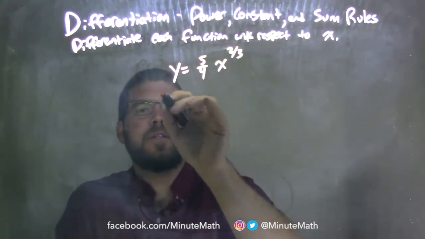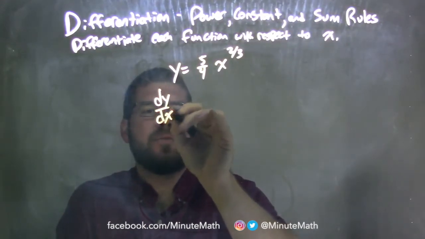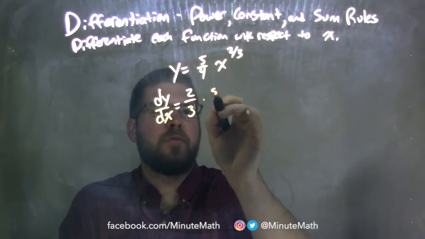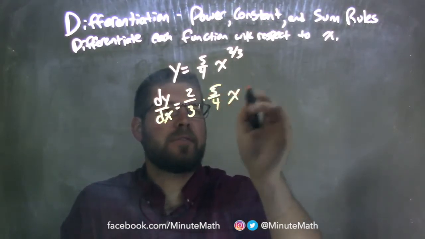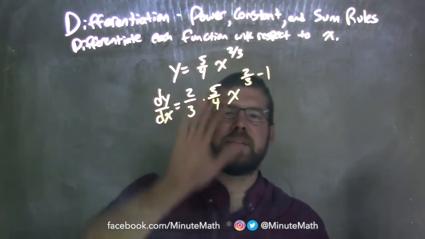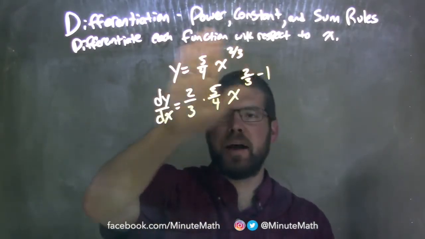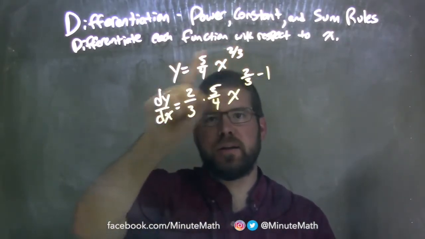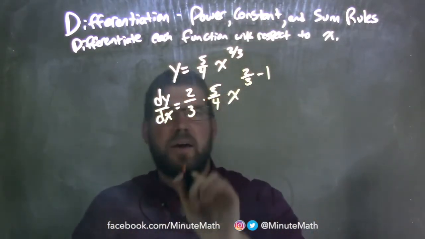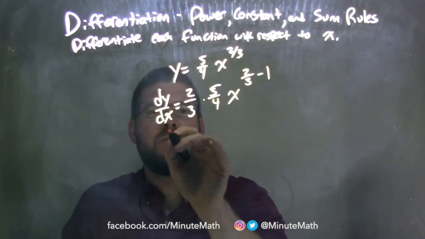So dy dx, doing the power rule, taking the derivative, power comes down, 2/3 times 5/4 x to the power 2/3 minus 1. Same thing. We take the exponent, we subtract 1, and we bring that exponent, or the first exponent before we subtract it, down in front, multiplication. And I'm writing completely sideways. Let's kind of twist that here at my next step. So let's simplify this a little bit.